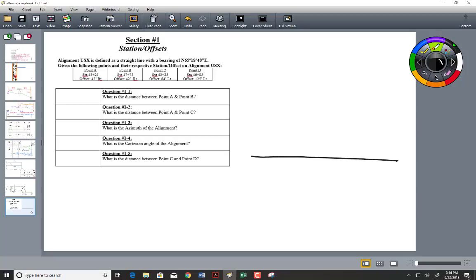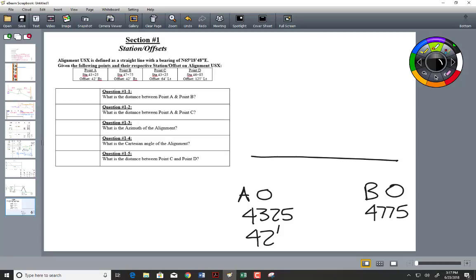And we have point A, that is 4325, and we are 42 feet right, looking up station. Point B is 4775 over here. This is point B, 4775 at 42 feet right, looking up station.